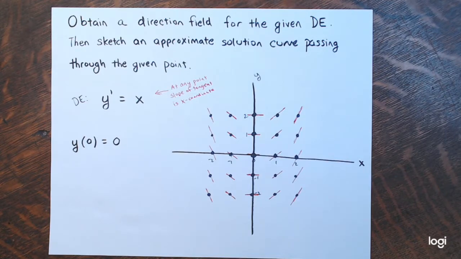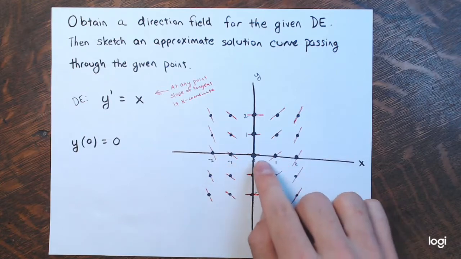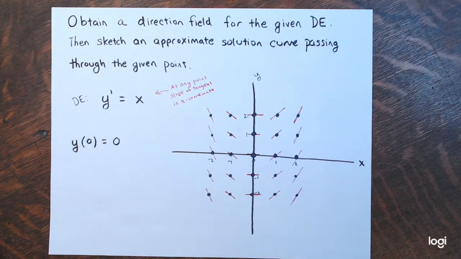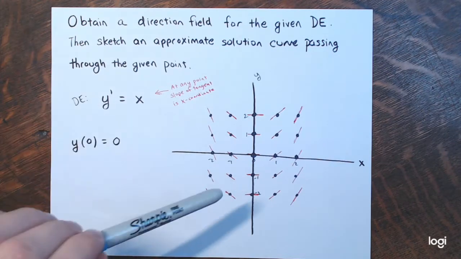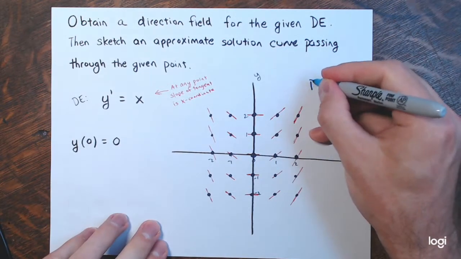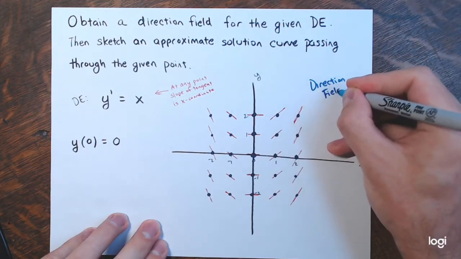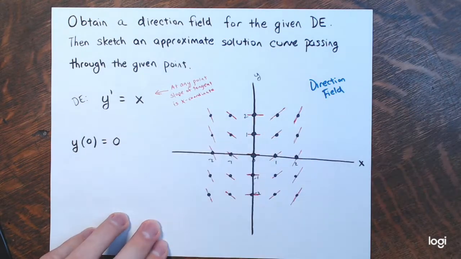And again, you can make it finer and finer: instead of every 1 unit, you can go every half a unit, every 1/10 of a unit. All right, so here's a direction field, or a slope field, a very small one. I didn't do that many points, but I did enough. Here's a direction field for this differential equation.